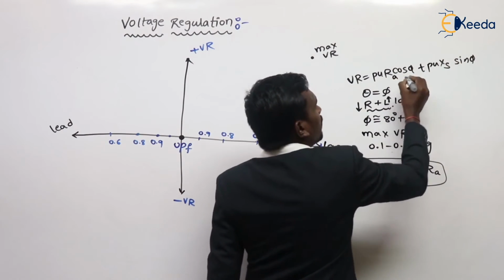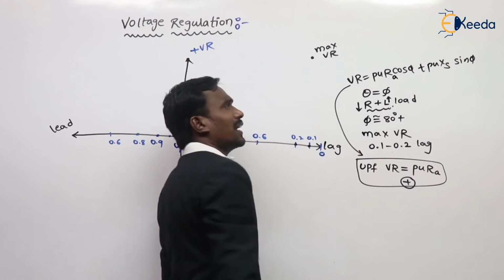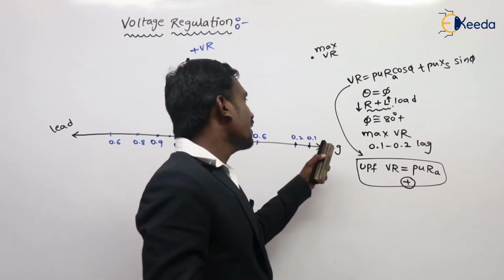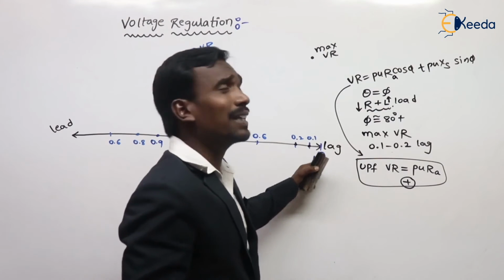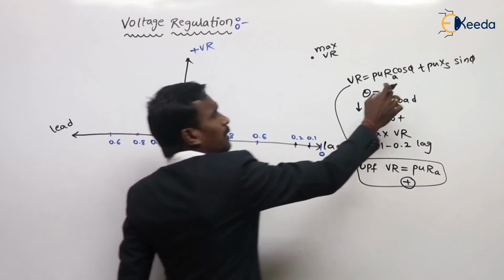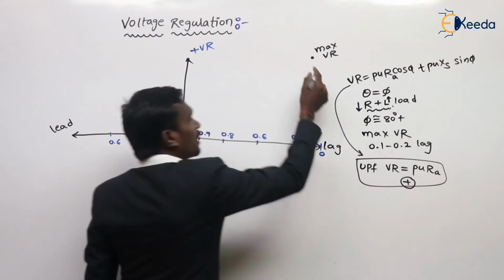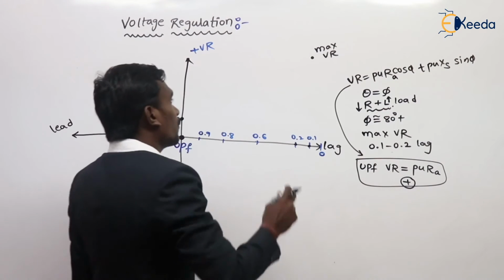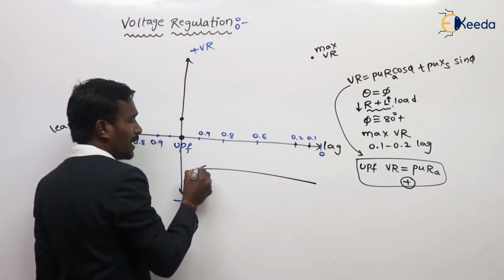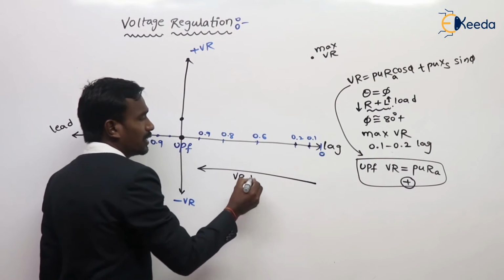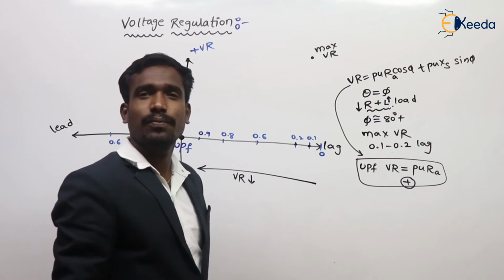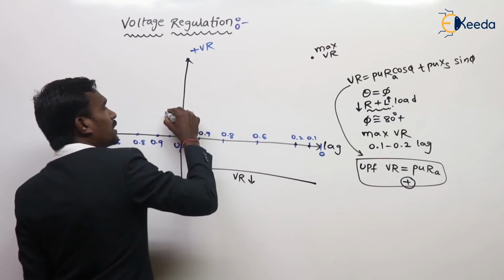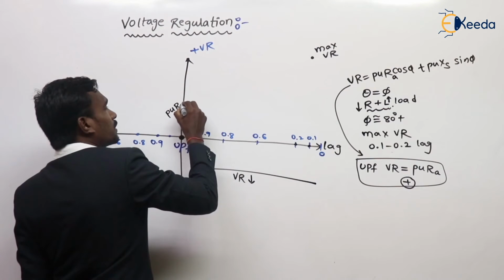Tell me, from lagging to unity power factor, does voltage regulation reduce or increase? Here it is maximum. If here it is maximum, when it comes to here, from this equation to this equation, the voltage regulation reduces ultimately. So from lagging to unity power factor, voltage regulation reduces ultimately. Okay, so it reduces. Here the voltage regulation is per unit resistance.